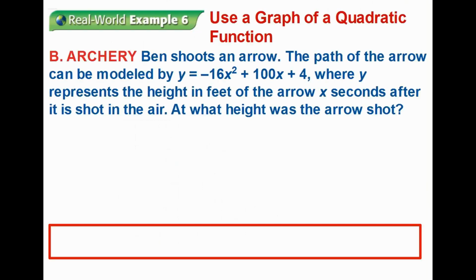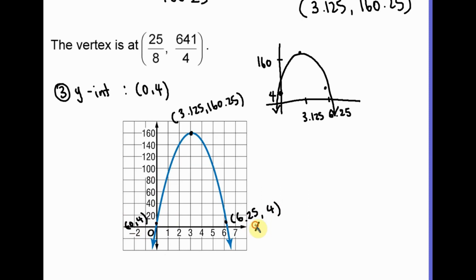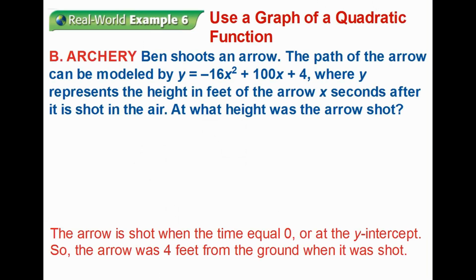Now that you have a graph, part B, using the same situation, it's asking you at what height was the arrow shot. And let's see, x was representing the seconds, where y was representing feet. And then I could read it as at this point when you had the y-intercept 0, 4, this is the beginning, because in real life you do not count any negative numbers. So at 0 seconds, before I begin anything, I was at 4 feet. The arrow was shot when the time was equal to 0, or at the y-intercept, which is at 4 feet, is going to be my answer.